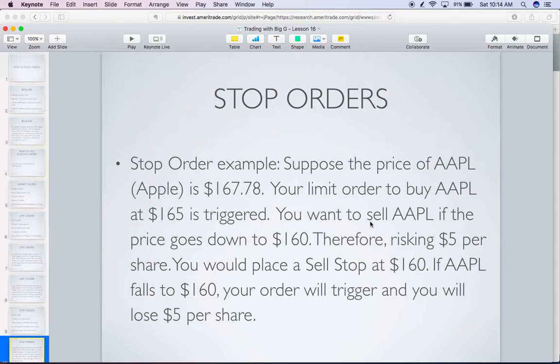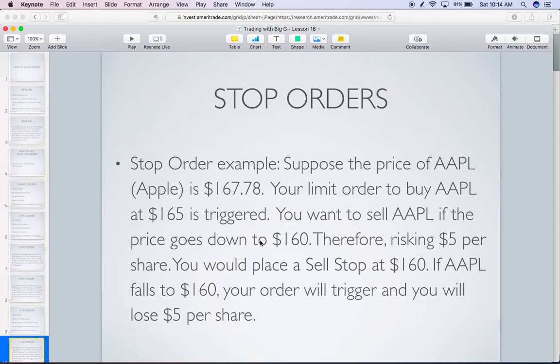Now you want to sell Apple if the price goes down to 160, therefore risking $5 per share. So you would place a sell stop at 160, and if Apple falls to $160, your order will trigger and you'll lose $5 per share.